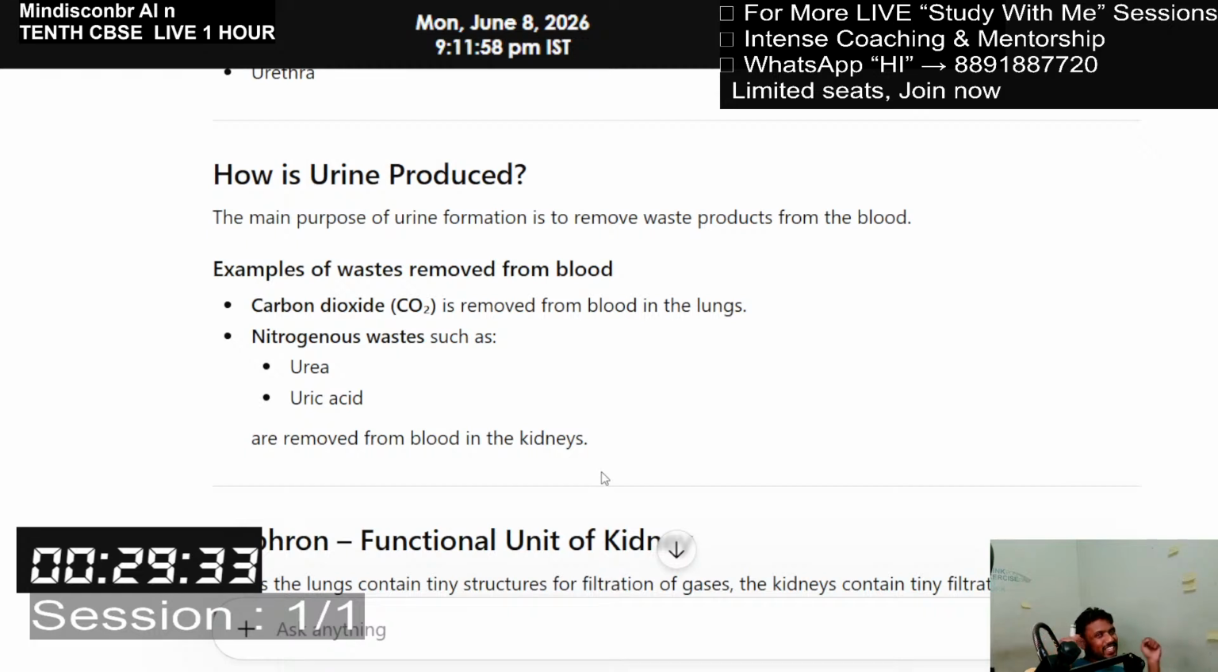Now the waste products which are present in the blood are carbon dioxide and nitrogenous wastes such as urea and uric acid. Carbon dioxide is CO2 that is removed from blood in the lungs, and nitrogenous wastes such as urea and uric acid are removed from blood in the kidneys.